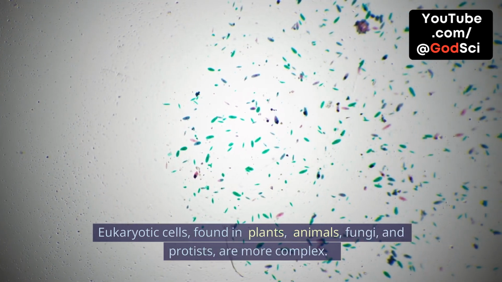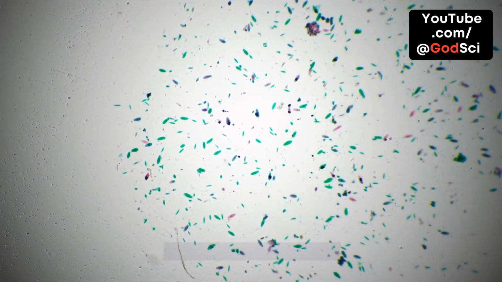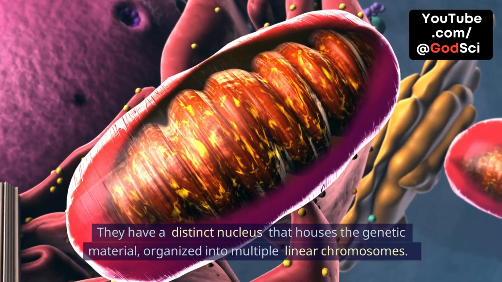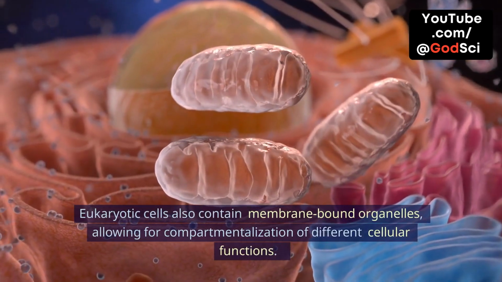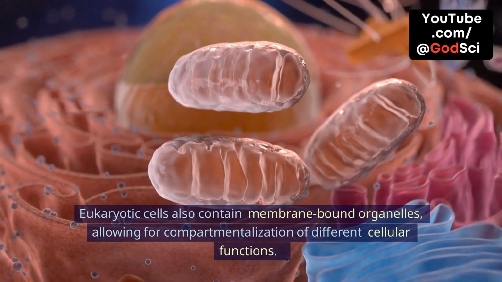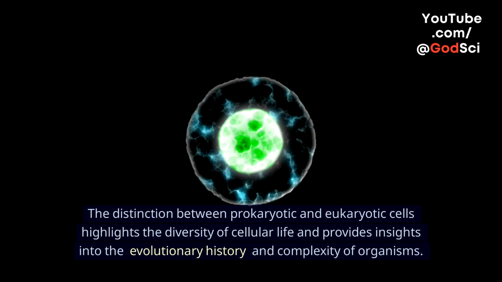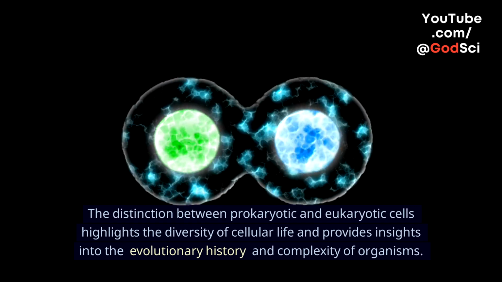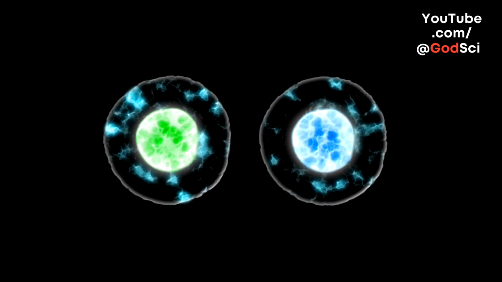Eukaryotic cells, found in plants, animals, fungi, and protists, are more complex. They have a distinct nucleus that houses the genetic material, organized into multiple linear chromosomes. Eukaryotic cells also contain membrane-bound organelles, allowing for compartmentalization of different cellular functions. The distinction between prokaryotic and eukaryotic cells highlights the diversity of cellular life and provides insights into the evolutionary history and complexity of organisms.